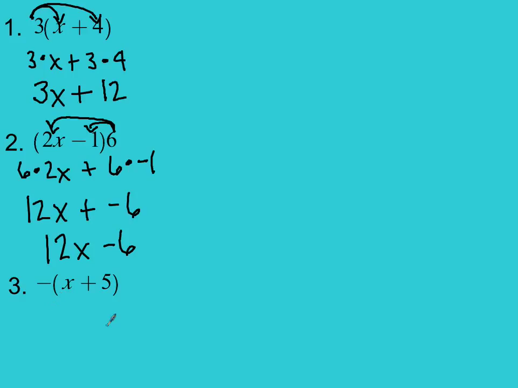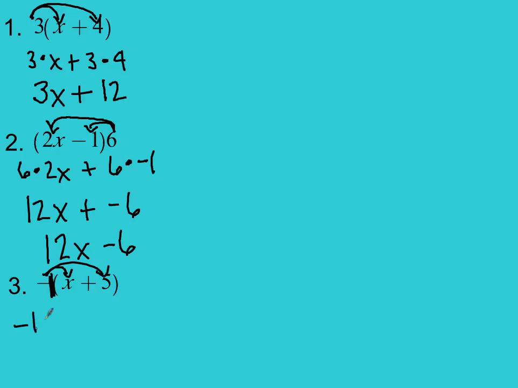Now number 3 looks a little different. So number 3 says negative parentheses x plus 5. Now this one doesn't have a number out in front of the parentheses, but I know if there's nothing there, there's an imaginary 1. So really, in front of or behind this minus sign or this negative sign, I have a 1. So really, I'm going to distribute negative 1 to everything that's inside those parentheses.